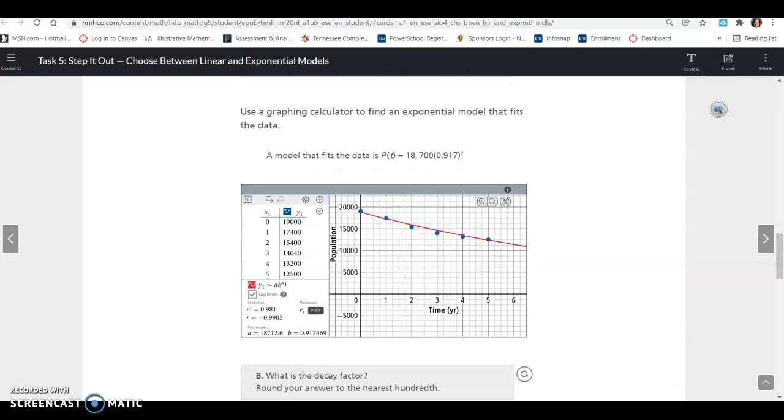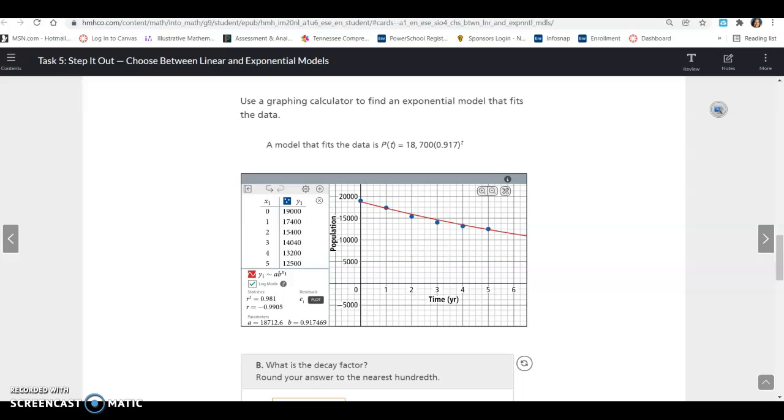Use a graphing calculator to find an exponential model that fits the data. All right, so if you type in the points from the table and you graph using your graphing calculator, then you can change your window. Your x's will be from 0 to 6 and your y's will go from 0 to 20,000, and then you will be able to see the graph. So it's going to give you an r of negative 0.99. This is a very strong correlation. It's negative because it's going downhill, okay? A and B are given, so this just goes into your exponential function here.